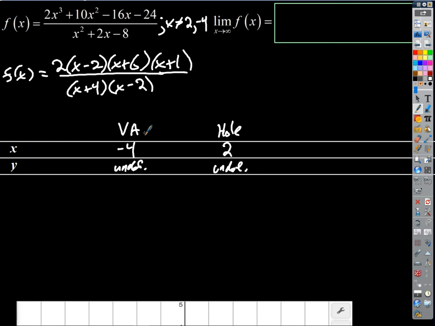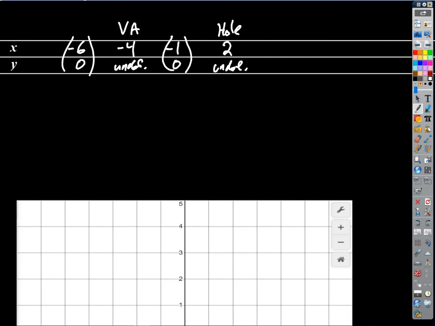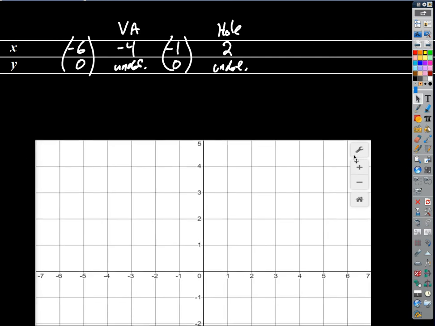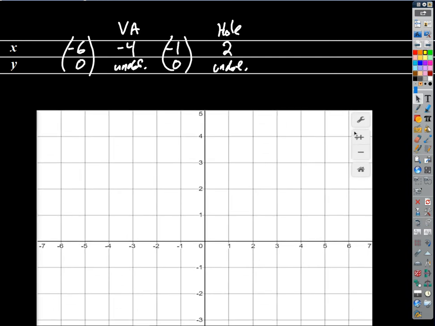At negative 1, the function is 0, and at negative 6, the function is 0. So those are x-intercepts, right? So we can add some stuff already to our picture. We've got a point at negative 1, 0. We've got a point at negative 6, 0. I've got a vertical asymptote at negative 4.